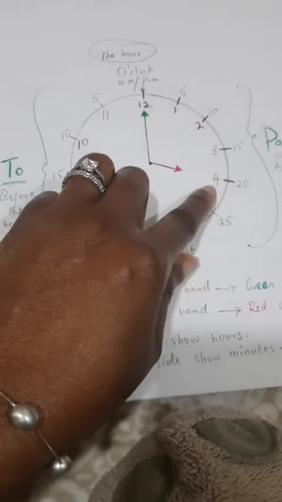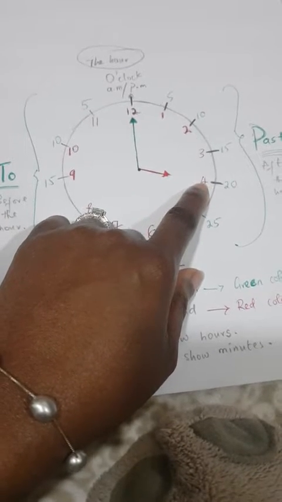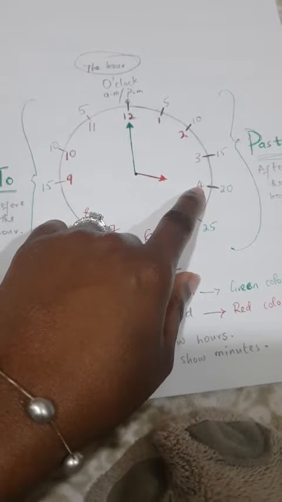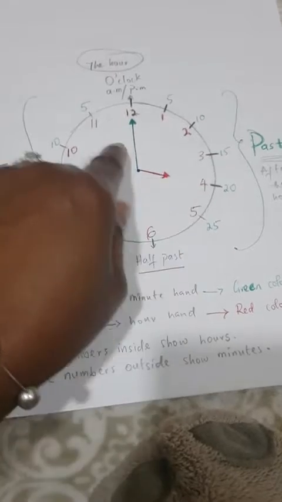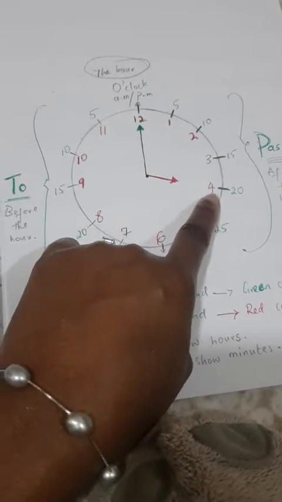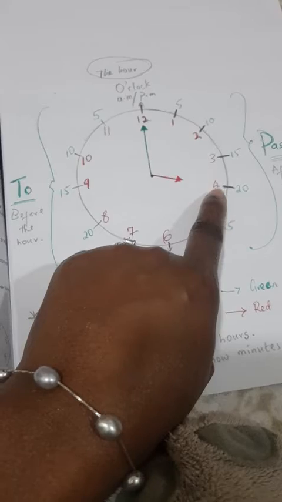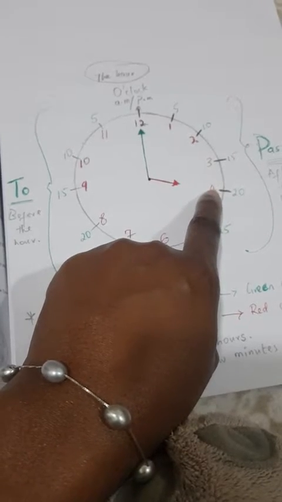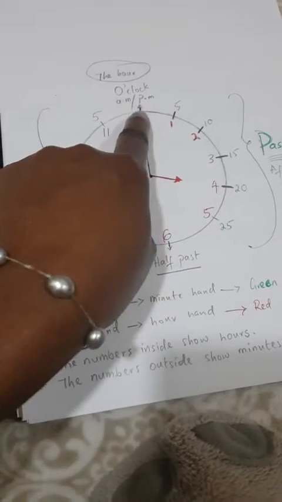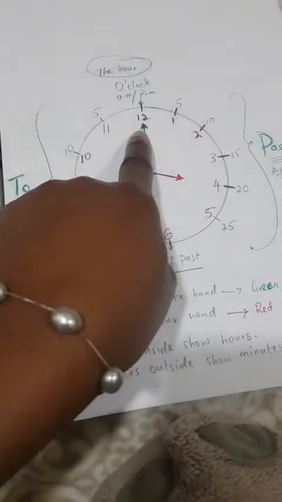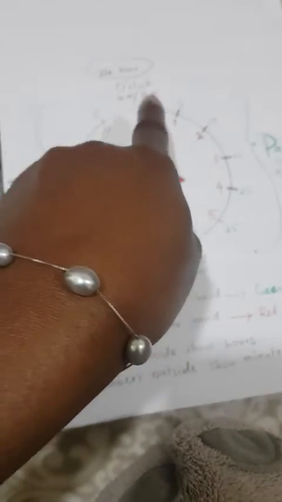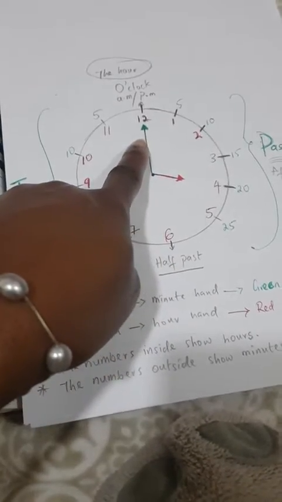So if the short hand is at 4, which is the hour, telling us which number of hour it is, and the long hand is at 12, you say it's 4 o'clock. And the stated hour here is 4. Okay? 4 o'clock.